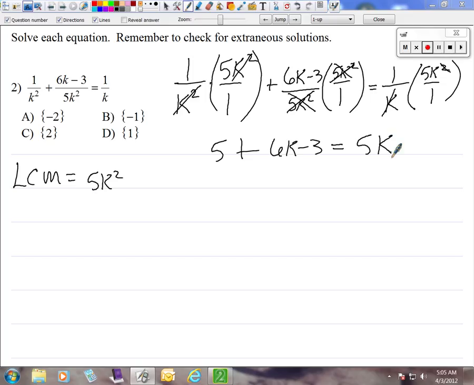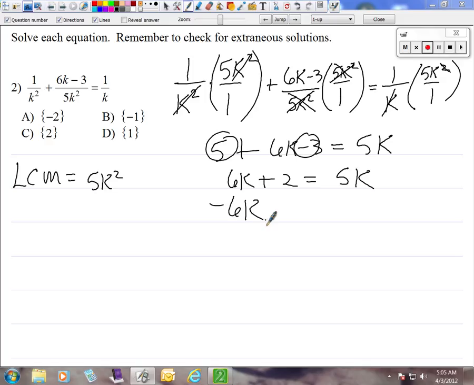Now this again is a linear equation, so we can solve this by getting the variables on the left, or however you want to do it. I'm going to combine like terms first. On this side we have a 6k, and we can combine positive 5 and negative 3, which is a positive 2. And over here we still have a 5k. Now I'm going to subtract 6k from both sides.